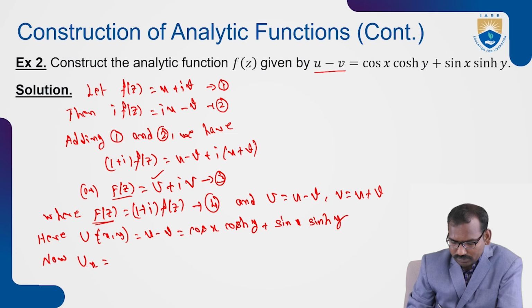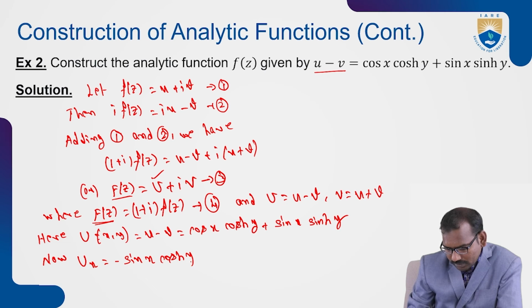So the partial derivative with respect to x is minus sin x cosine hyperbolic y plus cos x sin hyperbolic y. This is in terms of x comma y, and I am writing u sub y in terms of x, y.